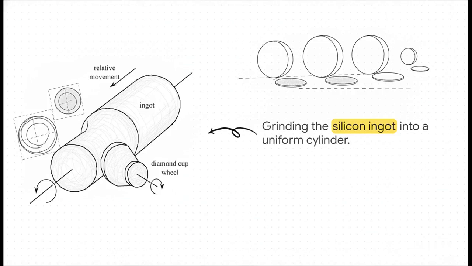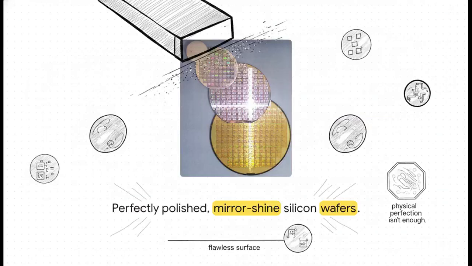We need exact dimensions here. Depending on the generation of the fabrication plant, these ingots are ground down to extremely precise diameters, like 6, 8, or 12 inches across. Once that diameter is locked in perfectly, the slicing begins. Once they're sliced off the main ingot, the substrates are polished to an absolute flawless mirror shine.